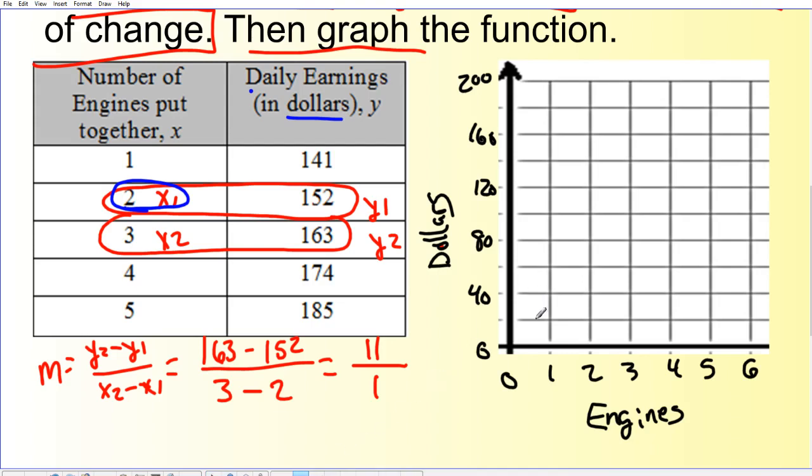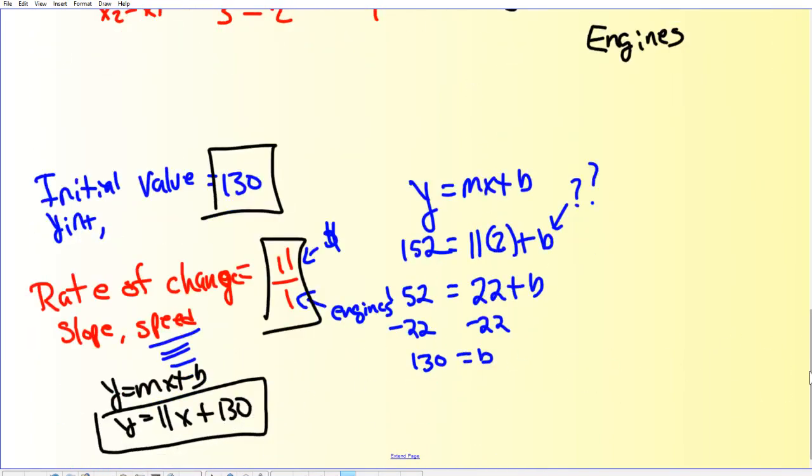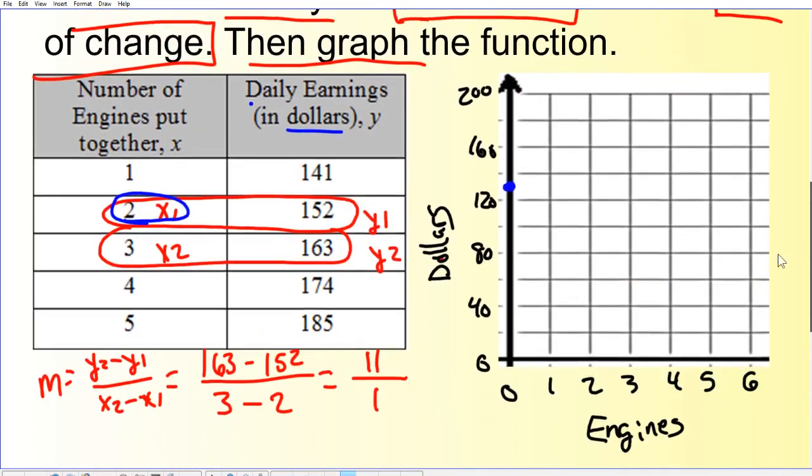And we're good to go. So I know he starts out at 130 bucks, right? That's what we found down here. We found the y-intercept is 130 bucks. And now, at 1 hour, he makes 141.